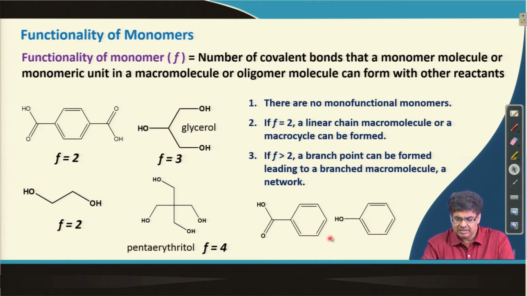Now, sometimes, deliberately or as an impurity, monofunctional compounds may be present in the polymerization medium. In that case, when they react, they actually end the chain, so no further reaction is possible in that particular chain. So, we call this a chain stopper. These are not monomers, but sometimes they are used deliberately to control the molecular weight. But if they are present unwantedly as an impurity, then the polymerization can become less useful because of the presence of this chain stopper.